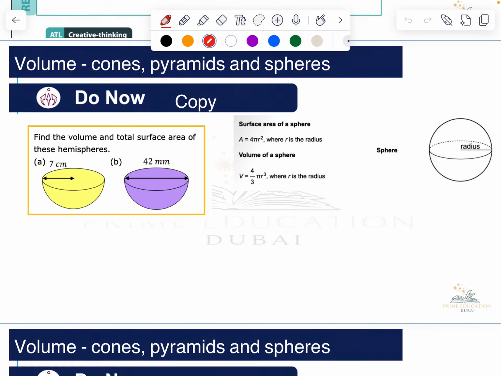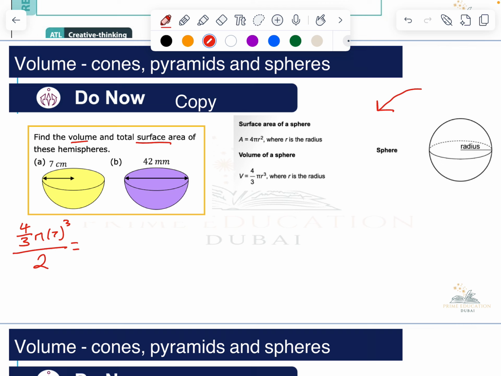So you want to pause it and give it a go, but I am going to go through the answers. The question wants you to find the volume and the surface area of each hemisphere. That just means it is half of a sphere, and that's why you've been given the formulas over here. If we start with the yellow one, with the volume, all we're going to do is 4/3 pi times the radius, which is 7, cubed. And then whatever the answer is, you have to just divide that by 2 for the volume.